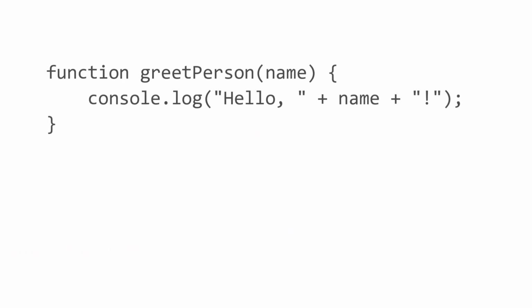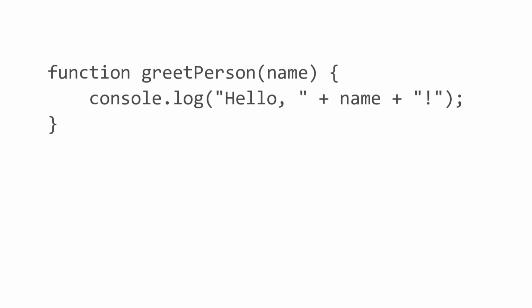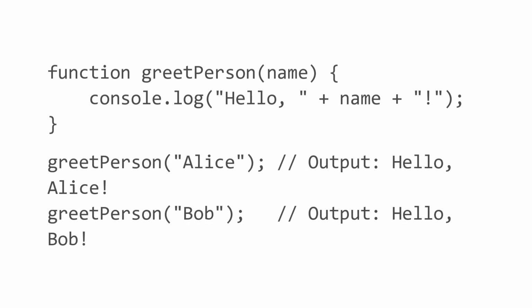For example, instead of always greeting with hello, we can personalize this message. We'll use the same example, greet person, but inside the parenthesis, we'll add a new parameter, name. Now, console.log hello plus name. So whenever we call this function with the name inside the brackets, it outputs a personalized message. Here, name is the parameter. It's a placeholder in the function definition, and Alice and Bob are arguments, the values that are passed when calling the functions.